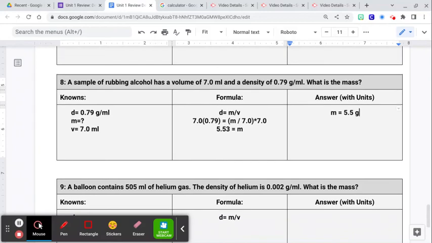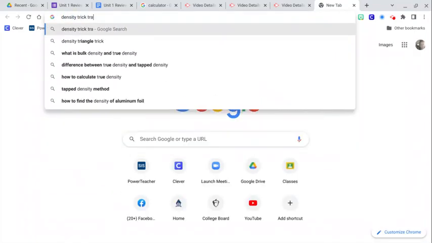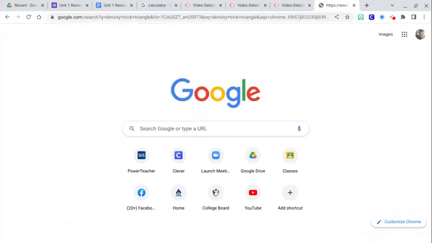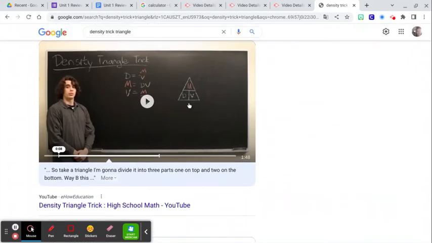There's also a tool that uses a triangle. We can search it up here. And the way that the triangle trick works is that if you're calculating the density, you could cover the D for density, and it would show you that you need to use mass divided by volume. But if you were calculating the mass, you could cover the M for mass, and it would show you that you need to multiply density times volume.